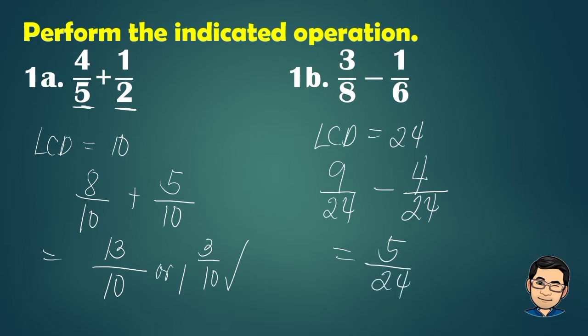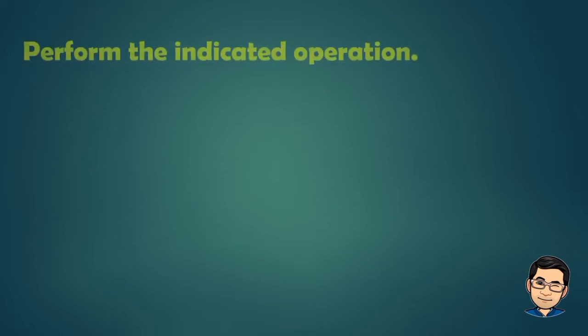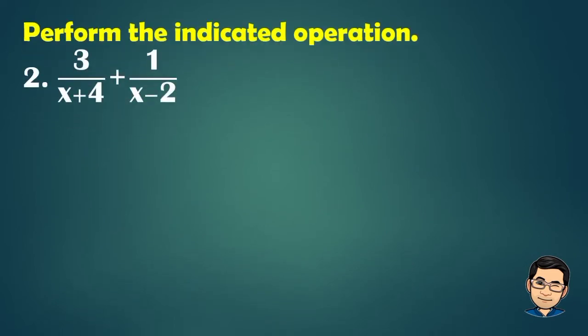Can we simplify 5 over 24? No. So, kasi ang common factor lang nila is 1. The greatest common factor is 1. So, kahit na i-divide natin yung fraction na to sa 1 over 1, ganun pa rin. Magiging 5 over 24. So, for our next example, 3 over x plus 4 plus 1 over x minus 2.